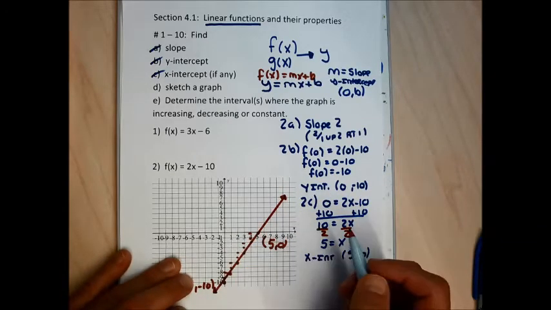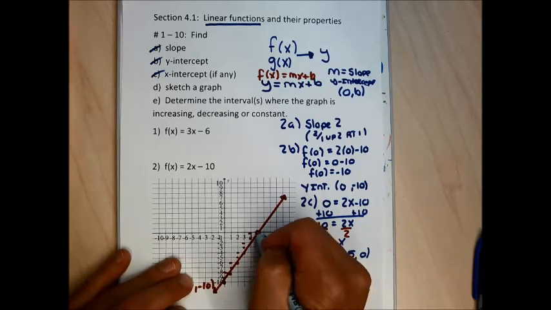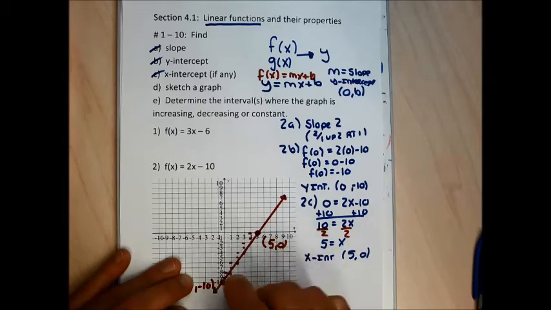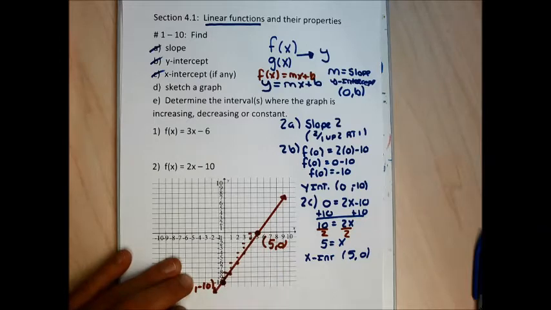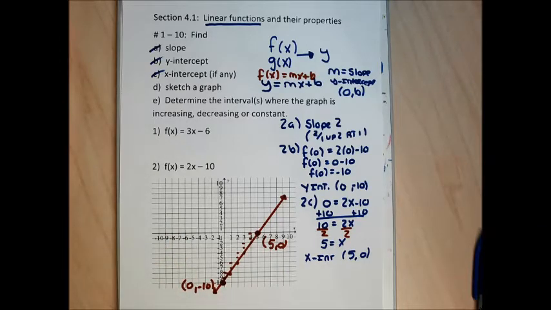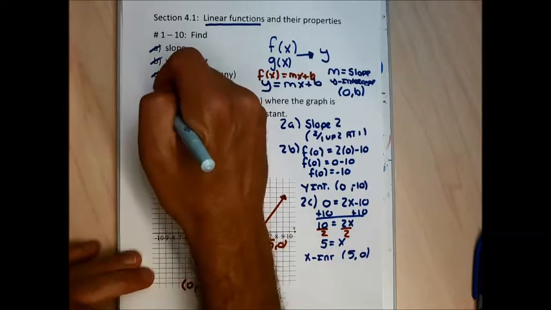When I went to graph this, I could have just plotted the x-intercept and plotted the y-intercept and connected them. And all the other points that I marked here are going to be on that line. They're not going to be marked, but they're going to be there. So done with part D, sketch a graph.